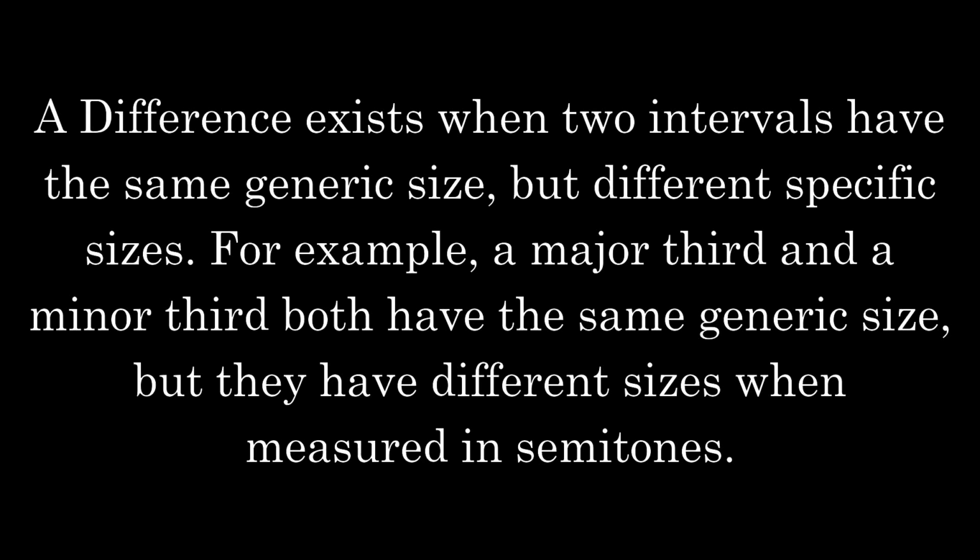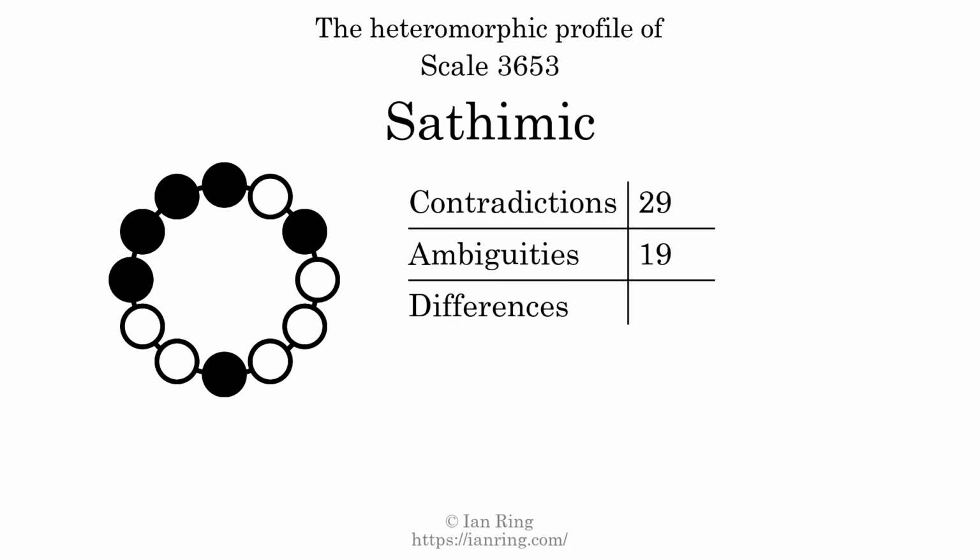A difference exists when 2 intervals have the same generic size, but different specific sizes. For example, a major third and a minor third both have the same generic size, but they have different sizes when measured in semitones. The number of differences in this scale is 67.